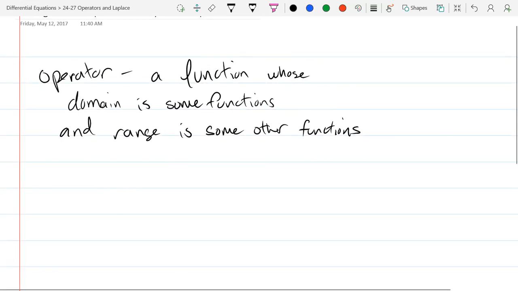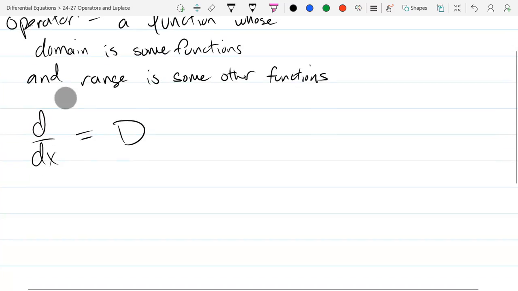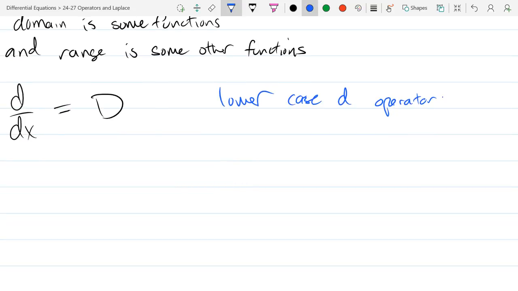So we're going to have our differential operator. If I keep writing d/dx, d/dx, d/dx, it's going to take forever. So what we're going to do is use the letter capital D. It's going to save us a lot of writing. And you might be thinking, well, why don't we just use the letter lowercase d? Let me show you really briefly why we don't use lowercase d. Lowercase d is an operator. It's just not the operator we want to use here.